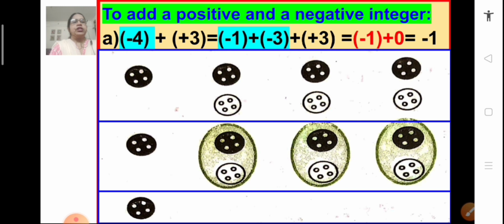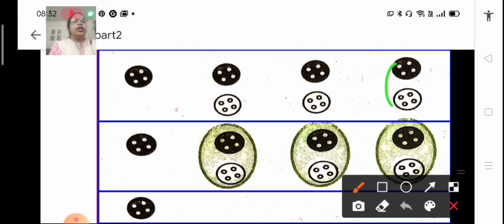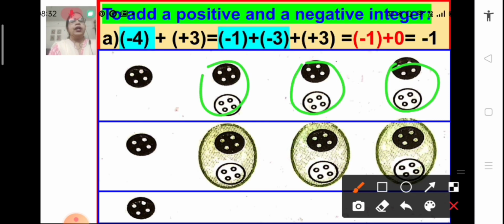And how do we add a positive and negative integer? For this, let's look at this example. If we have 4 black buttons and 3 white buttons, that means negative 4 plus positive 3. That means we can take out 3 pairs of white and black buttons, and what are we left with? 1 black button. That means the answer will be minus 1. So that is what is shown here. Negative 4 can be represented as negative 1 plus negative 3, and positive 3 and negative 3 will become 0. So negative 1 plus 0 becomes negative 1.